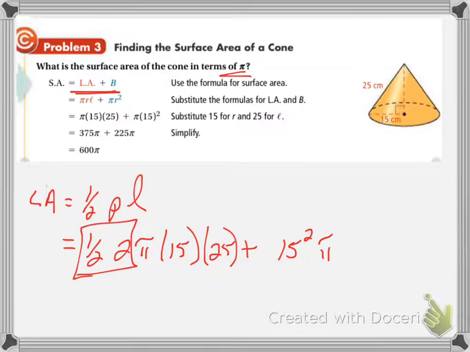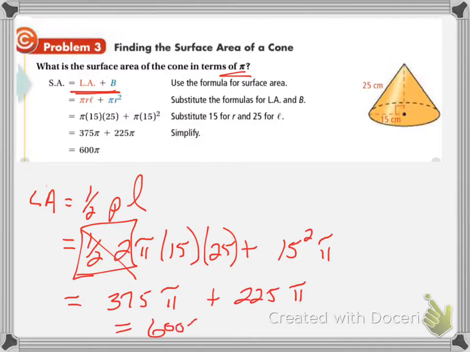Here, 1/2 times 2, those are going to cancel out. Or you could just straight punch in your calculator: 1/2 times 2 times 15 times 25 will give you 375 pi. And then 15 squared is 225 pi. Add them up. You get 600, and just stick the pi on the end of it.